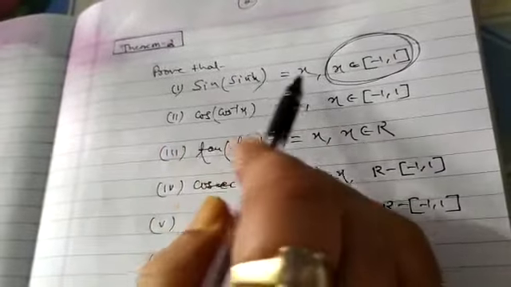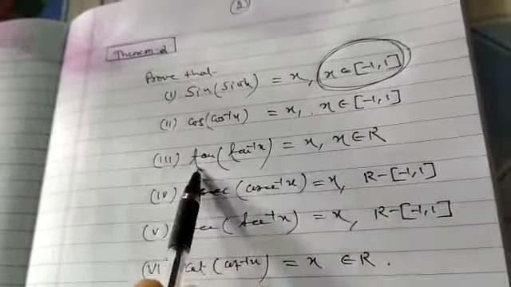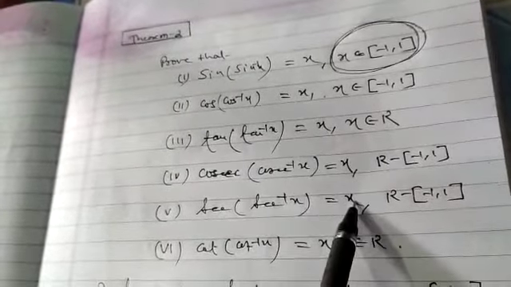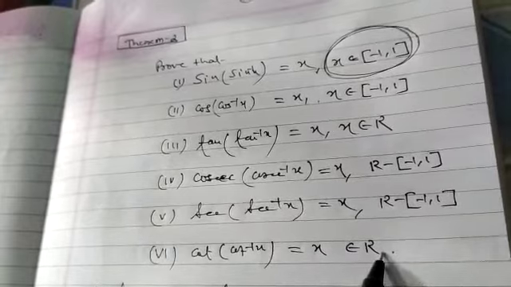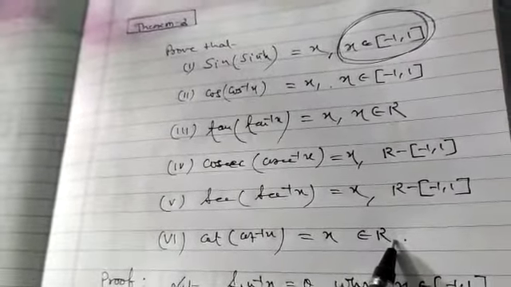Sine of sine inverse is equal to x, cos of cos inverse is equal to x, tan of tan inverse is equal to x, cosec of cosec inverse is equal to x, sec of sec inverse is equal to x, and cot of cot inverse x is equal to x. x belongs to where? So how will you remember where the x lies? Now you see.